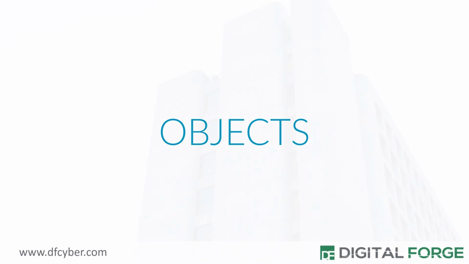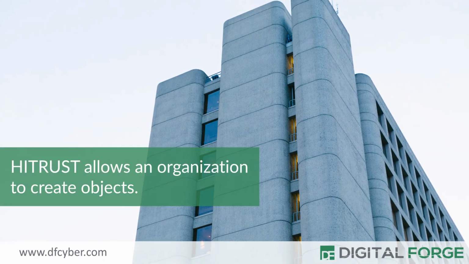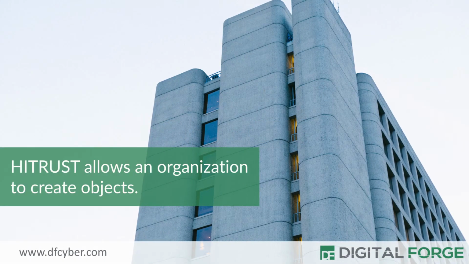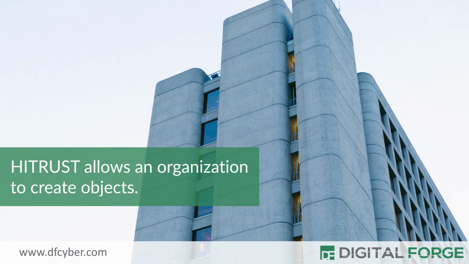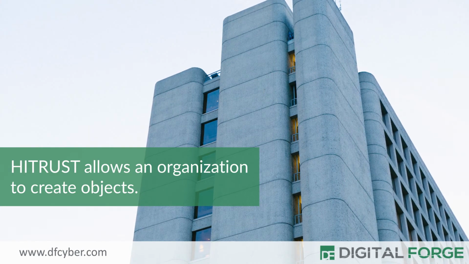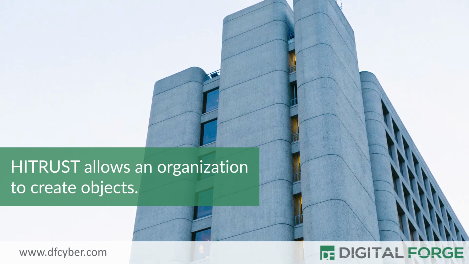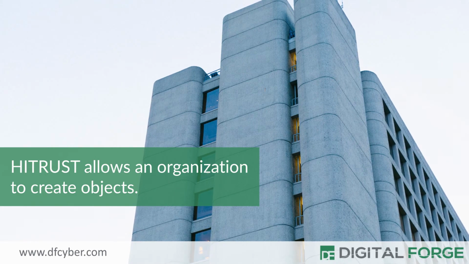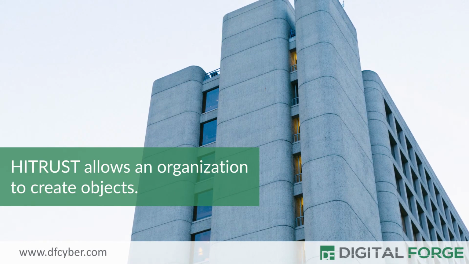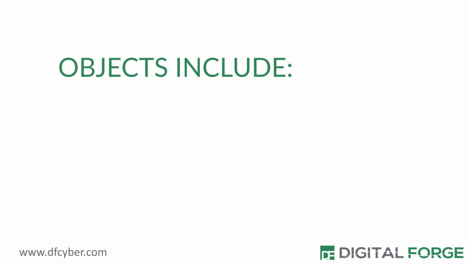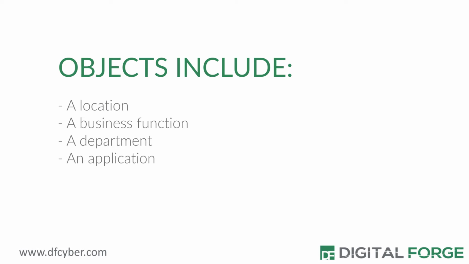Objects. HITRUST allows an organization to create objects. Objects are items or collections of like items that are handled the same and have the same risk factors. What makes objects useful is the ability to group items together and handle them together. An object may include a location, a business function, a department, a single application, or technology such as servers.